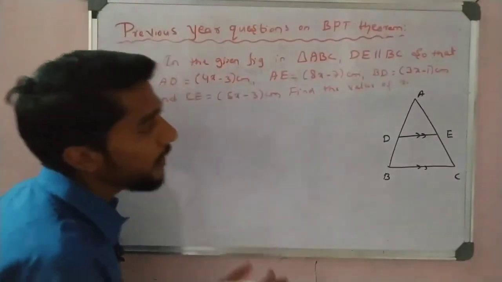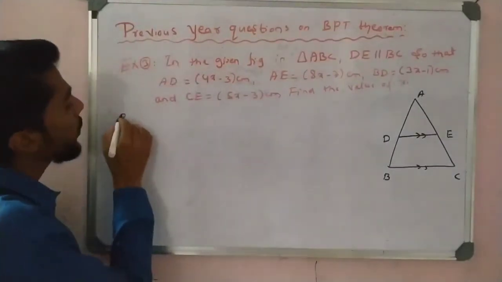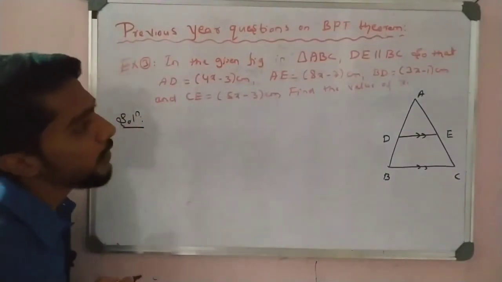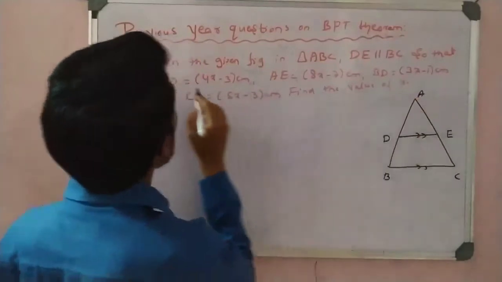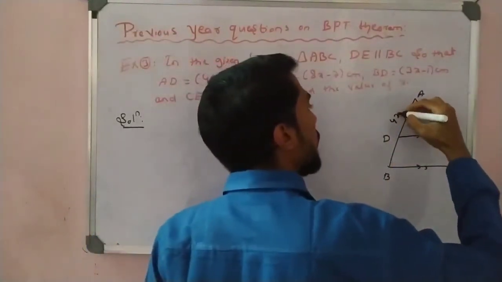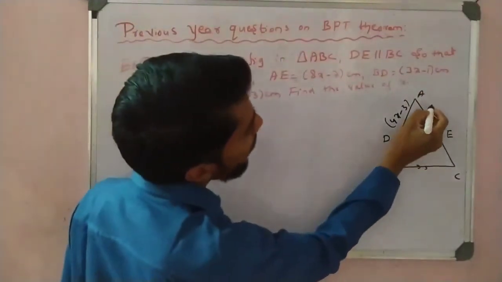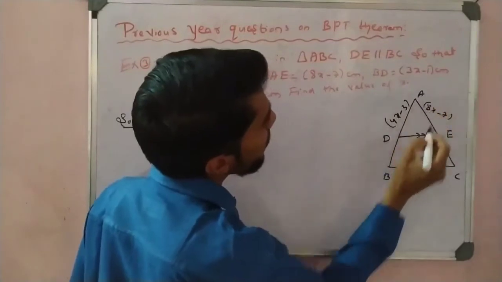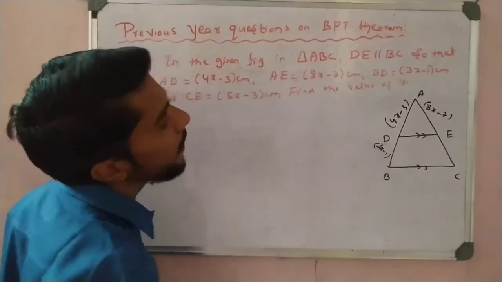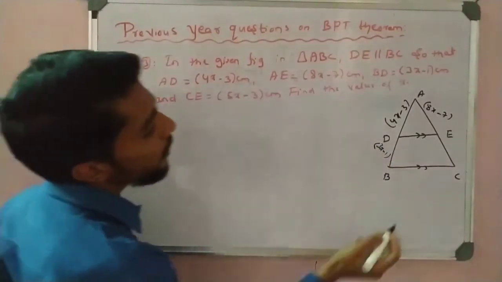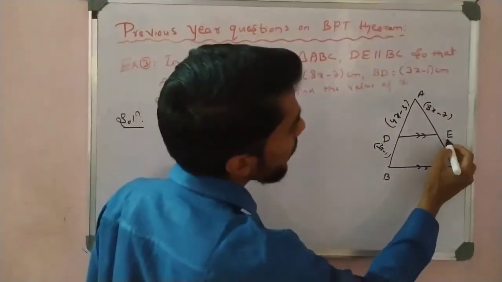Okay students, I think you got the value of x. Let us check whether it is correct or not. So the solution is, see here, I can first write in the diagram. AD is equal to 4x minus 3, clear, and AE is equal to 8x minus 7, and BD is equal to 3x minus 1, and EC is equal to 5x minus 3, right?